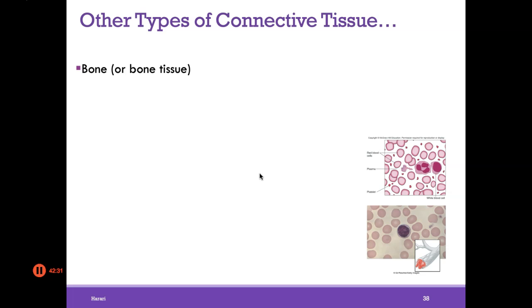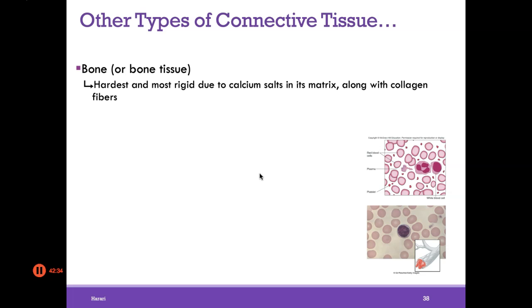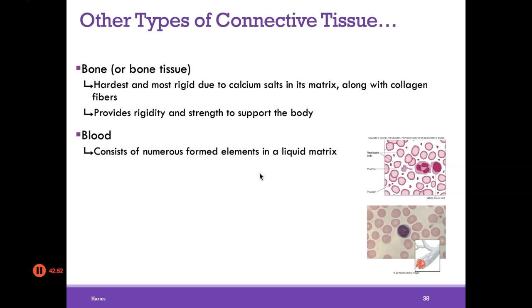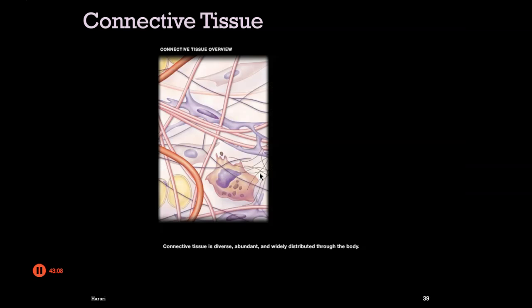So other types of connective tissue include bone. It is the hardest and most rigid of all the connective tissue due to the calcium salt in its matrix, but also has a lot of collagen. I will talk a lot about bone in chapters 7, 8, and 9. It provides a lot of rigidity and strength to the body. Blood is also a connective tissue that consists of numerous formed elements, different cells, in a liquid matrix, a plasma. And blood has a vital role in the transportation of materials and gases throughout the body. So blood and bone are both connective tissues.